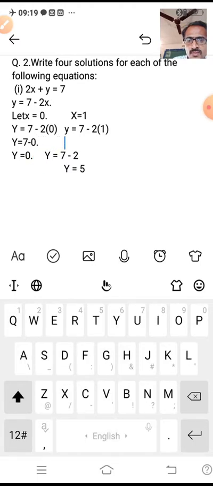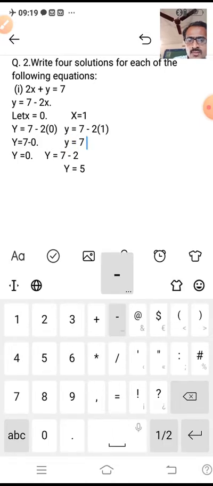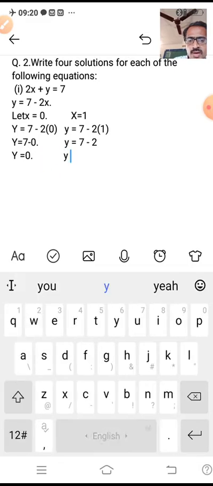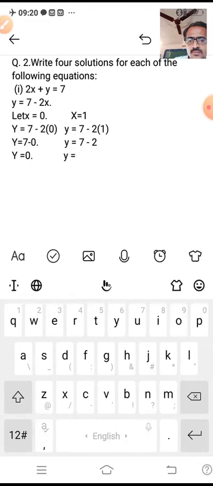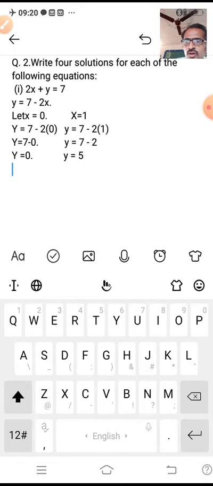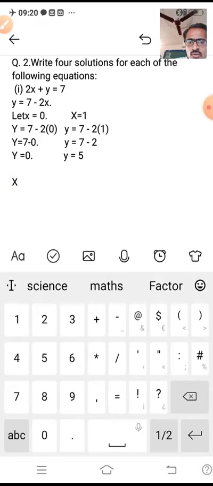So here we'll have y equals 7 minus 2 ones are 2, so we'll have y equals 7 minus 2, what will it be? 5. Okay, this is another solution, the second solution we have. Now for the third solution, one more value of x we are going to take.